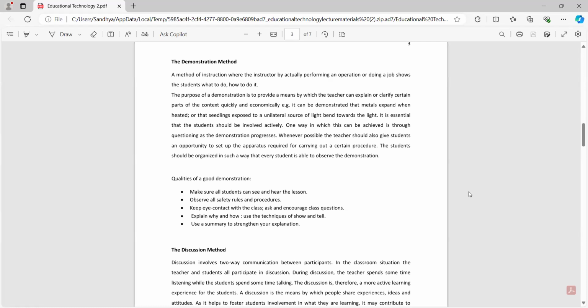Then, when you are explaining and showing it, make sure you are keeping eye contact with the class. You have to make sure that you ask, encourage questions from them, and make sure that everyone is actually noticed. Otherwise, they think, our teacher is not looking at us. Teacher is actually looking only at the front row. So we can just idle.